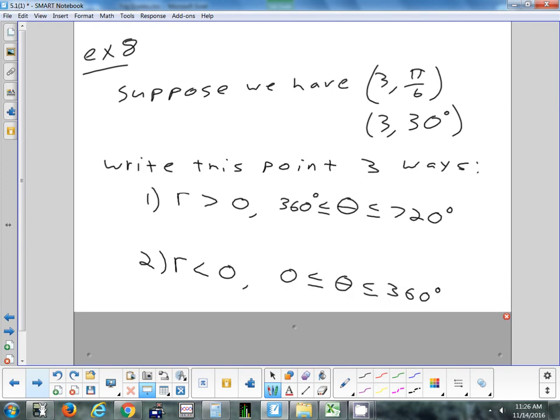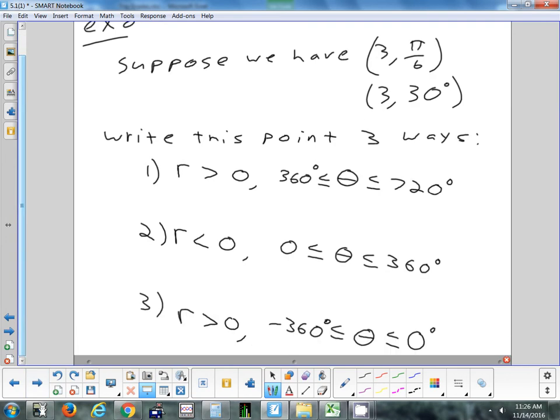Okay, the second way I want you to try to write the point, I want the radius to be a negative number, but I want the angle between 0 and 360. Okay, we did one like that with the one I did with you. Okay, and we also did one like the third way. This time I want the radius to be positive, but I want the angle negative. So I want to go the other way.